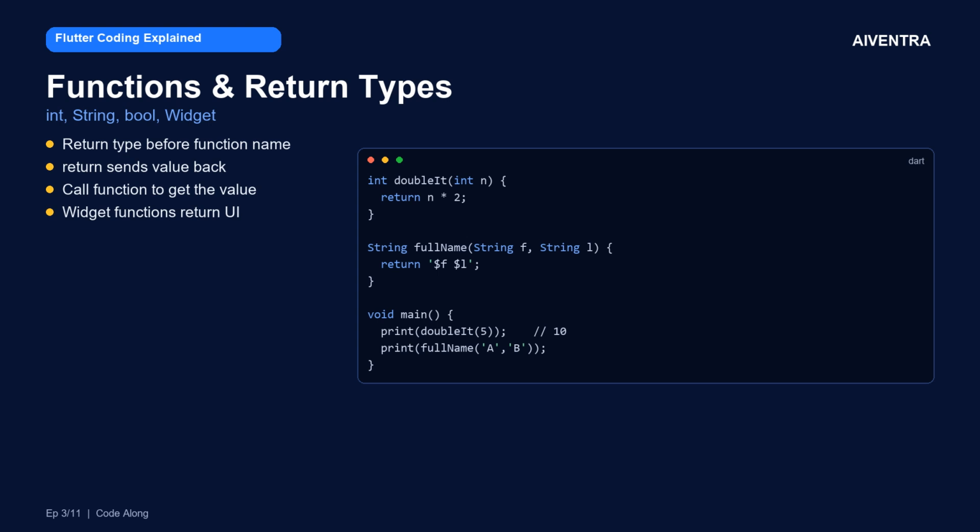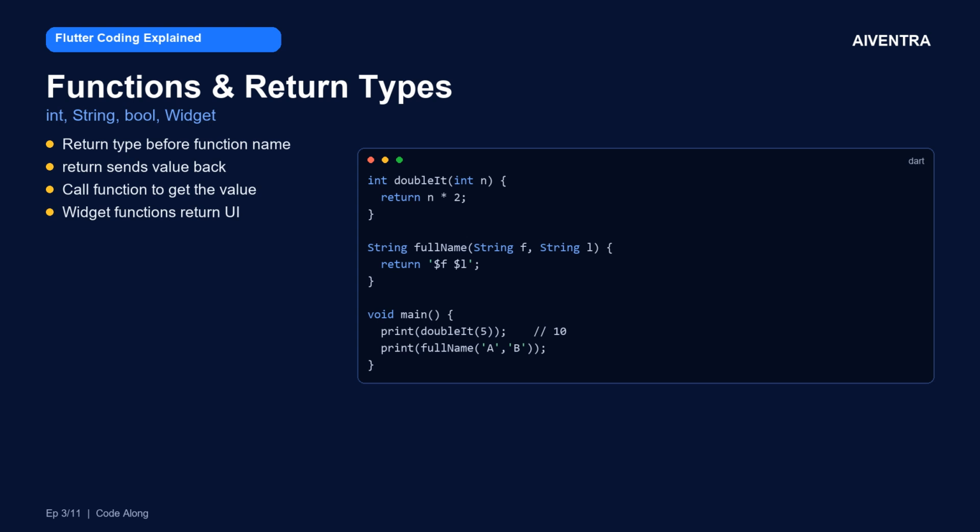The pattern is always the same. Declare the return type, write the function body, use return to send the value back, then call the function to receive it. In Flutter, the most important returning function is build. Widget build returns a widget. That widget is what appears on screen.